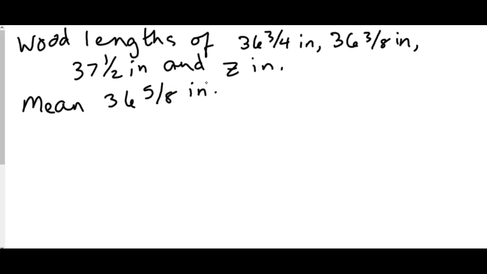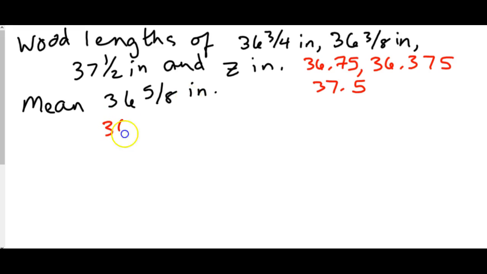Now, first of all, it's going to be hard to work with this with a whole bunch of fractions. So I'm going to change these to decimals. 36 3/4 is really 36.75. 36 3/8 is 36.375. 37 1/2 is 37.5. And then 36 5/8 would be 36.625.